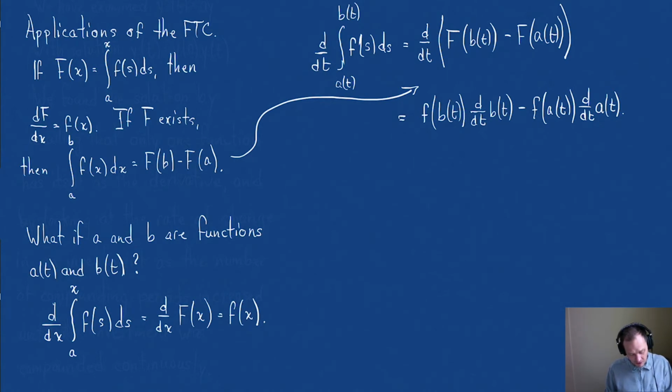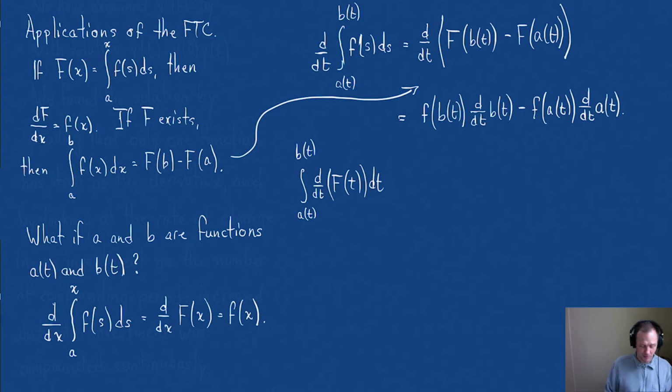Do we get the same outcome? What if we take the integral from a of t to b of t of, now we're going to take the derivative with respect to t of f of t dt. That's probably too many parentheses, but that works. Well, now think about what happens.